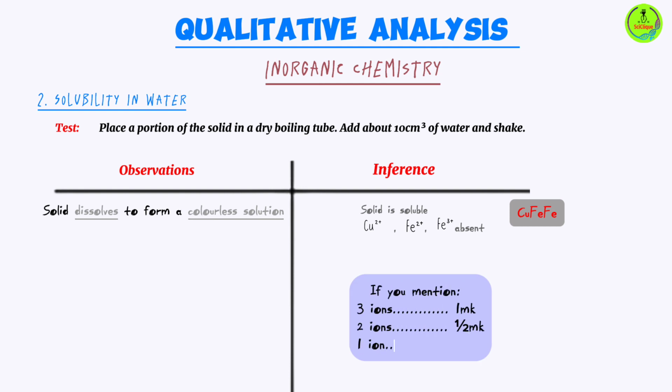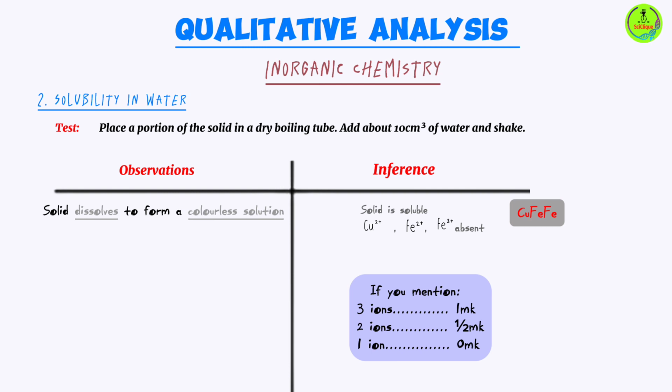If you just mention 2 out of these 3 ions, half a mark. What about if you just mention 1, maybe Cu2+ ions are absent? You don't get any mark. And if you add any other ion apart from these 3, remember we talked about contradictory ions, then you will be penalized half a mark.